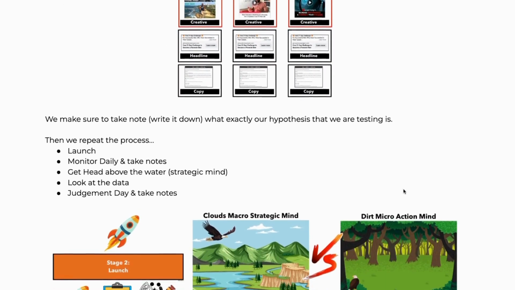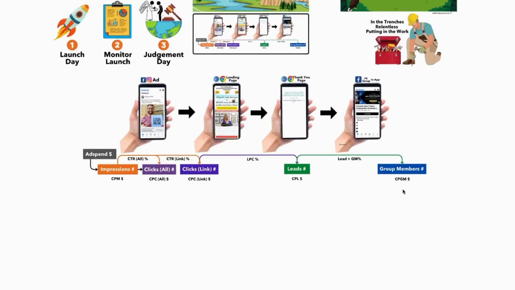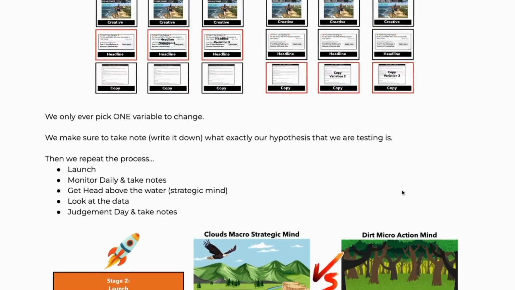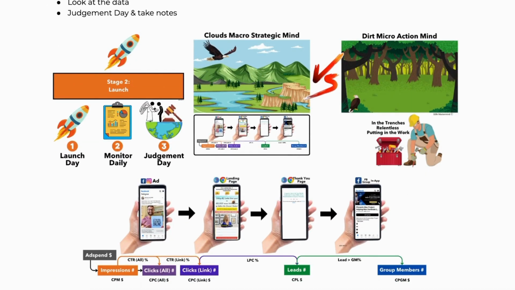Cool. Which is the creative that's going to work? I'm going to go ahead and repeat. Launch, monitor daily, look at the data, judgment day, take notes, and then go on to the next testing. Headline, copy. But it's always going to be only one variable at a time. This is very, very, very important. I hope that makes 100% absolute sense.